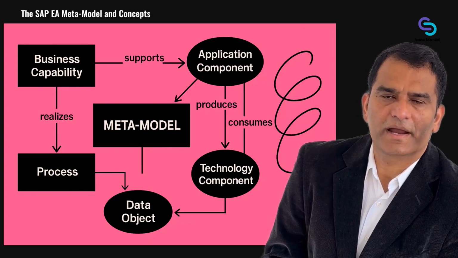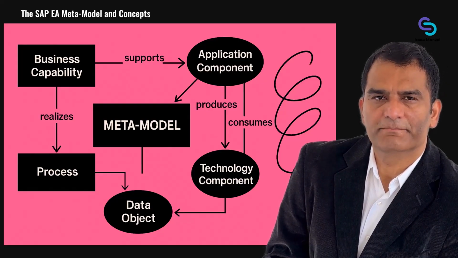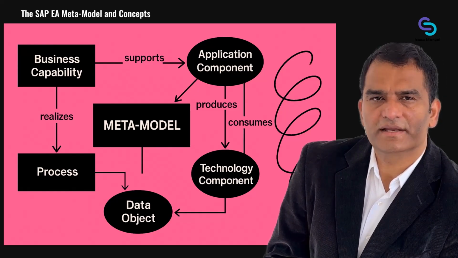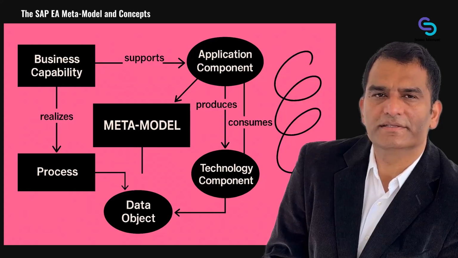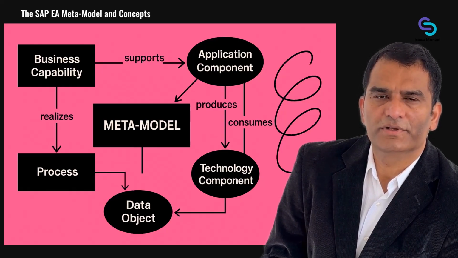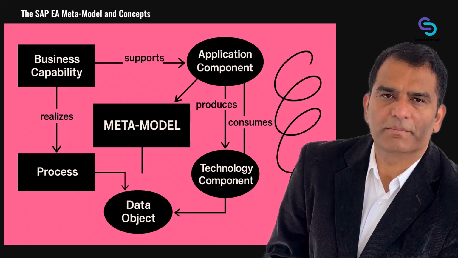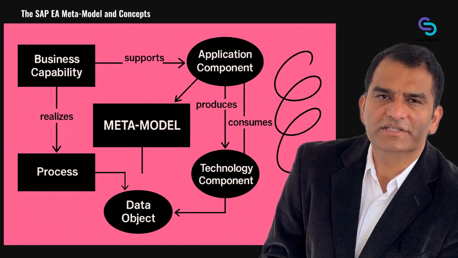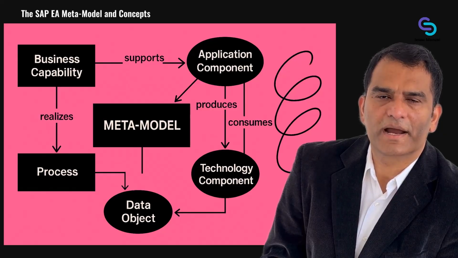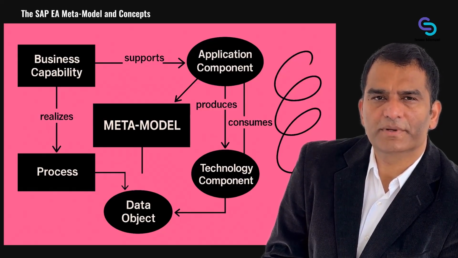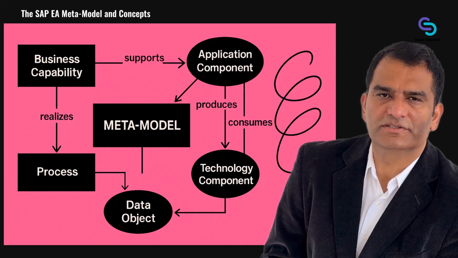For instance, the meta model might dictate that business processes realize business capabilities, or that applications support certain business capabilities and produce or consume data objects. By following a meta model, when you create a business capability map and an application landscape, you can later map which applications support which capabilities because you used a common vocabulary and structure.